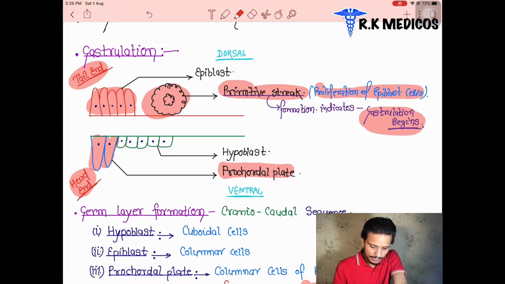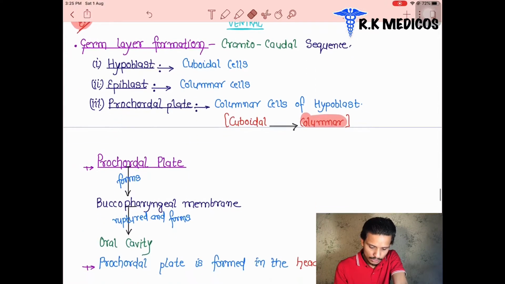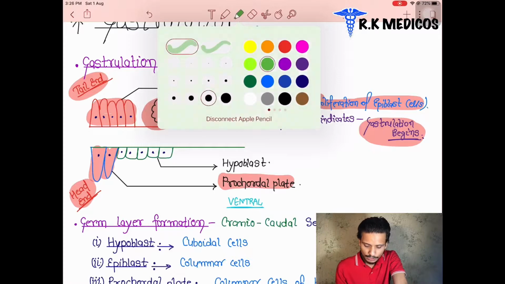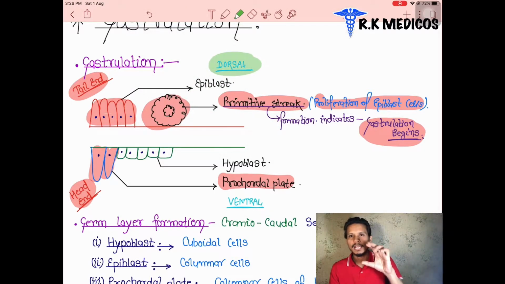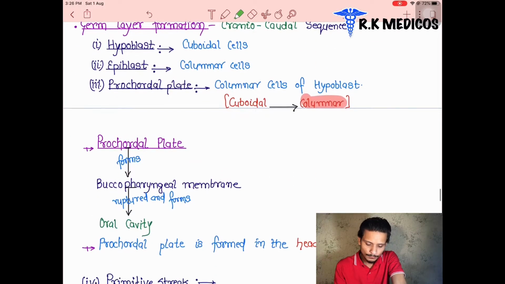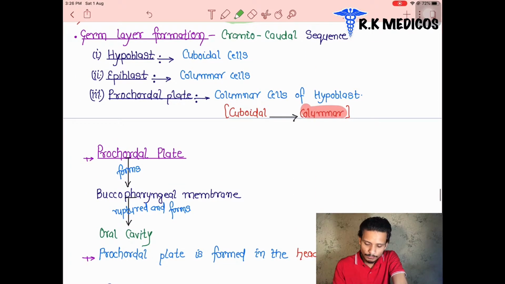Now you can see here there are some terms, dorsal and ventral. What do they mean? The prechordal plate is present in the ventral part of our embryo, and the primitive streak is in the dorsal part. So we can see the germ layer formation is in a craniocaudal sequence. Suppose that this is any person here, I already told you this one is the cranial part, and all these parts are the caudal part.